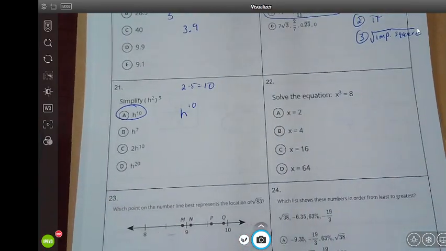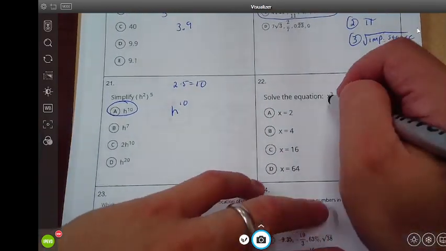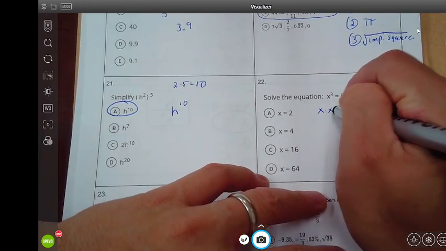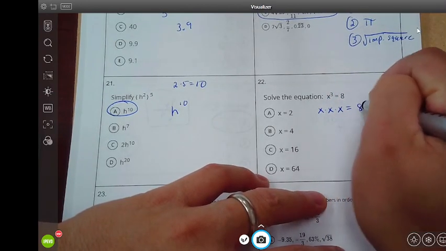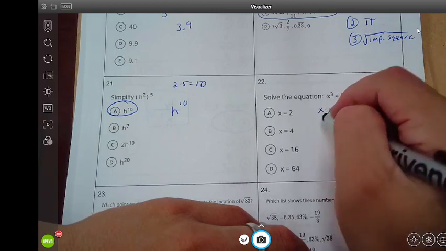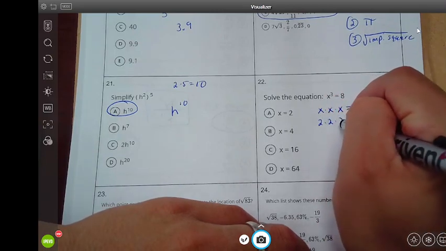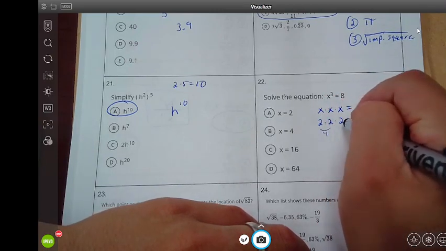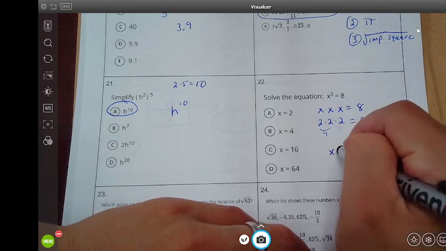All right, number 22, x to the 3rd equals 8. So you know it's x times x times x equals 8. So let's try 2. 2 times 2 times 2. 2 times 2 is 4. 4 times 2, that equals 8. X has to equal 2.